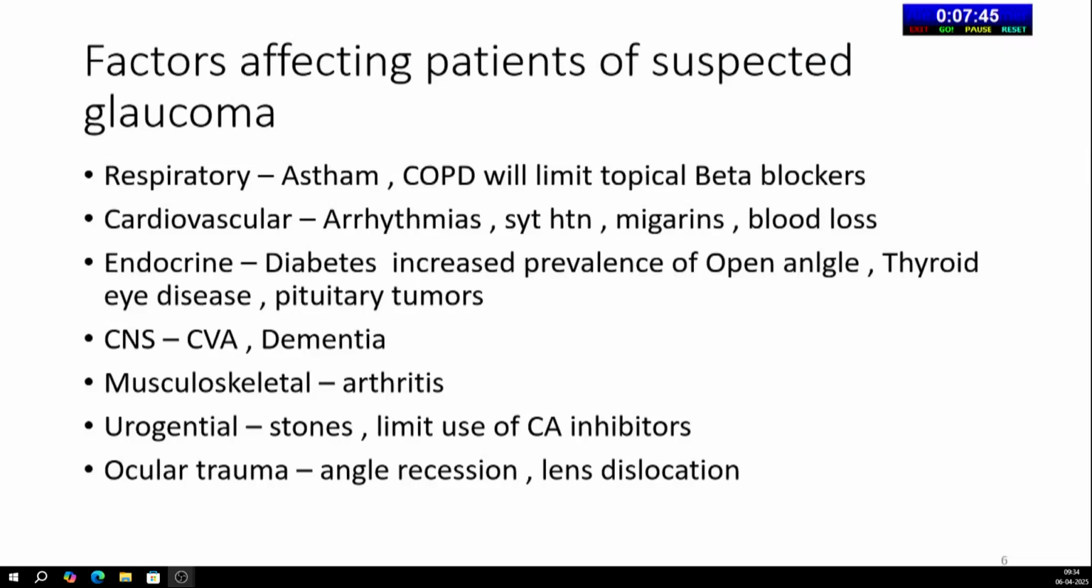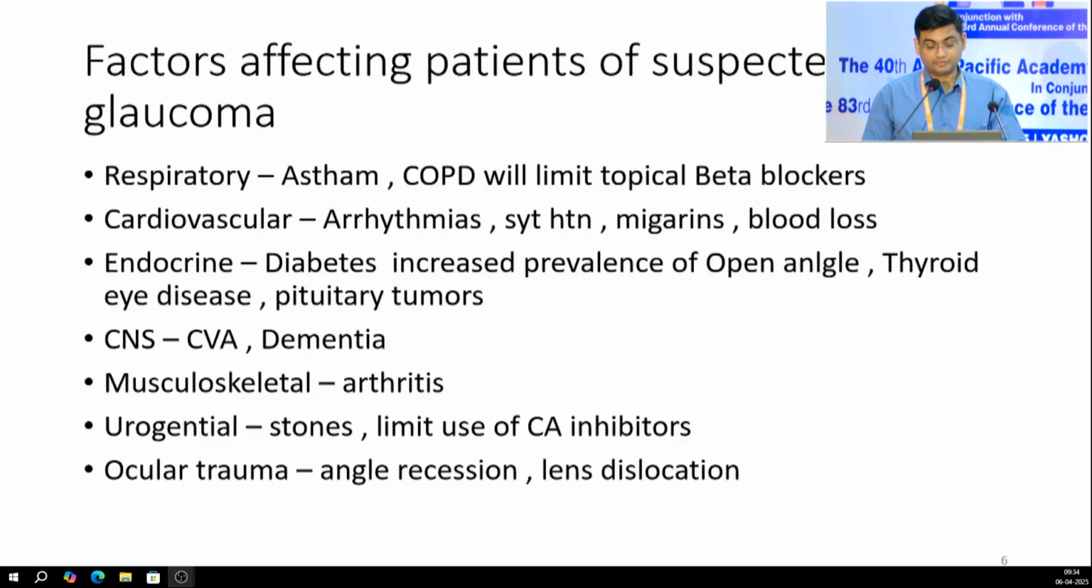In CNS, if the patient is suffering from dementia, then it becomes really difficult to treat the patient. Then musculoskeletal, the patient will have arthritis, so he'll have difficulty putting in the eye drops because it is very difficult for his fingers to push the drop. Patients with urinogenital stones, that will limit our use of carbonic anhydrase inhibitors.